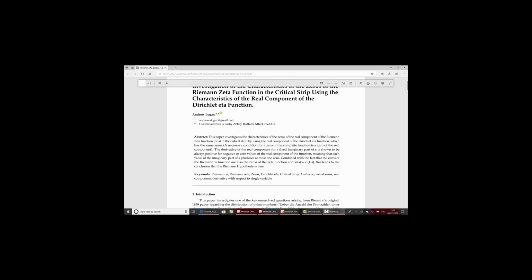If we combine that with the fact that the zeros of the Riemann Z function are also the zeros of the zeta function, and Z of s equals Z of 1 minus s, this leads to the conclusion that the Riemann hypothesis is true.